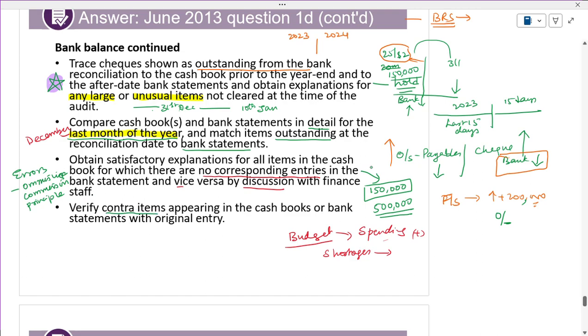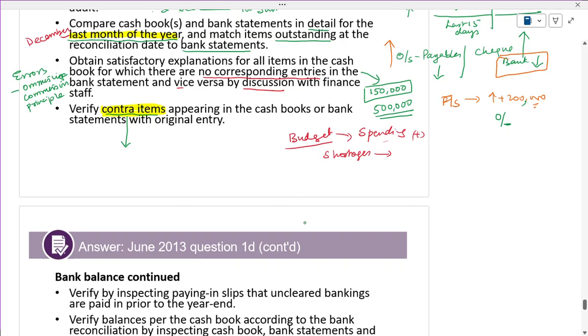What I told you about contra items last class. For example, if there is audit fee, bank fees and bank interest income. Cash deposit in bank. Is it a cash deposit in the bank account or a cash withdrawal?